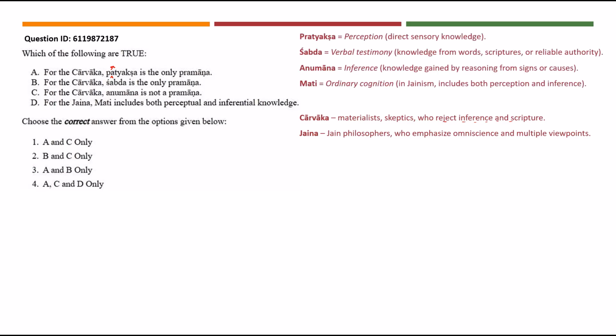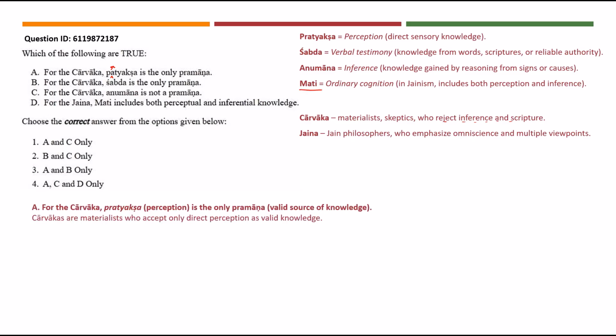What are they? Pratyaksha is perception. This is direct sensory knowledge. What is sabda? We have learnt about sabda. It is verbal testimony. In case you remember this word, you can remember the meaning too. Verbal testimony means knowledge from words, scriptures or reliable authority. Anumana is inference, knowledge gained by reasoning from signs or causes. And mati is ordinary cognition. In Jainism, this mati includes both perception as well as inference.